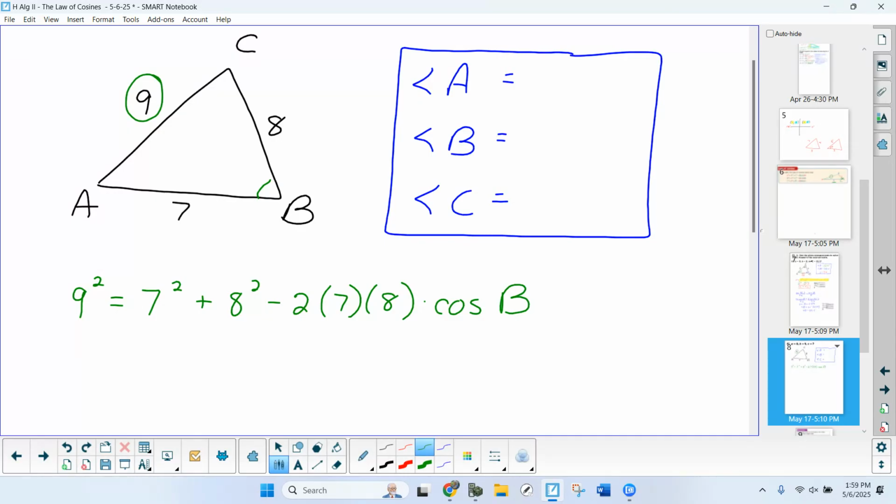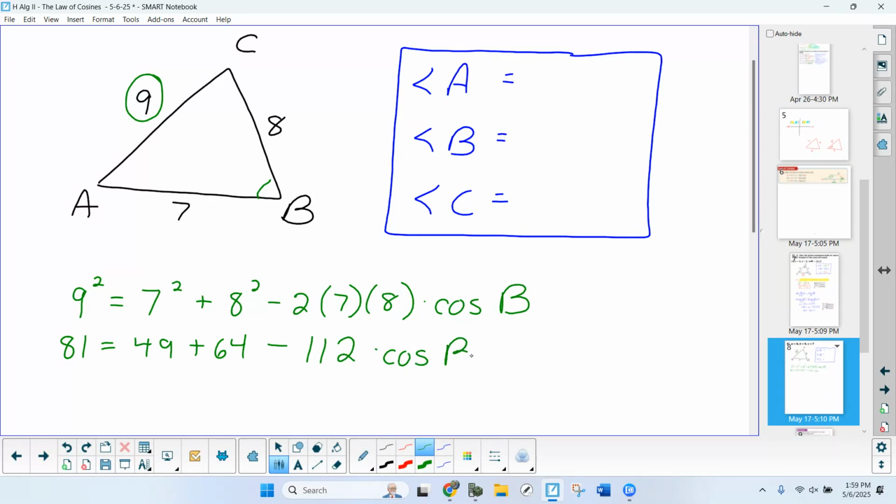Exponents go first. What is 9 squared? 81. What's 7 squared? 49. What's 8 squared? 64. Can I do the multiplication as well? Yeah, you can. What's 2 times 8 times 7? 112.